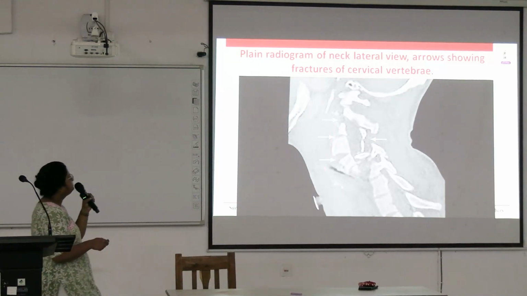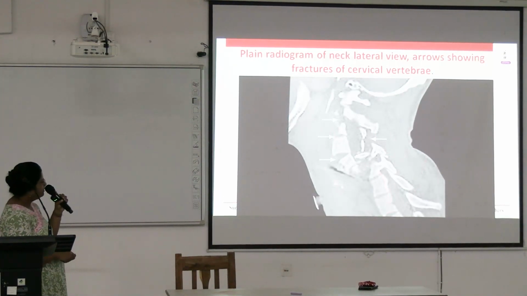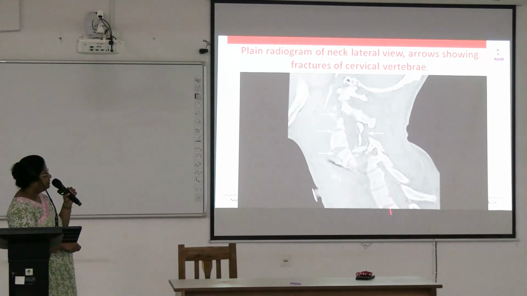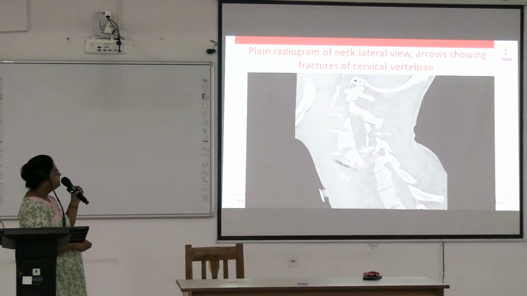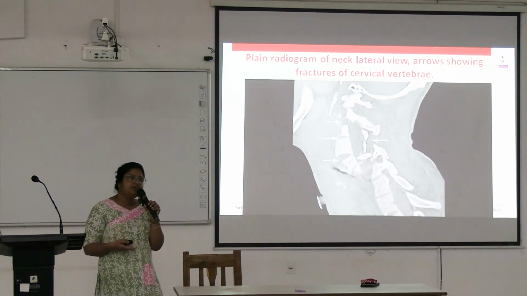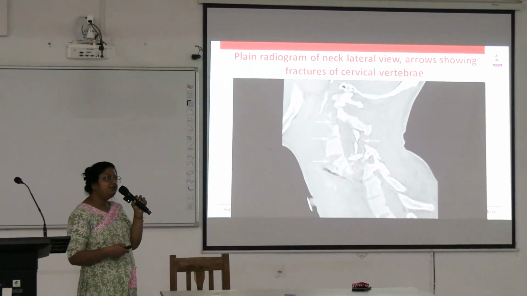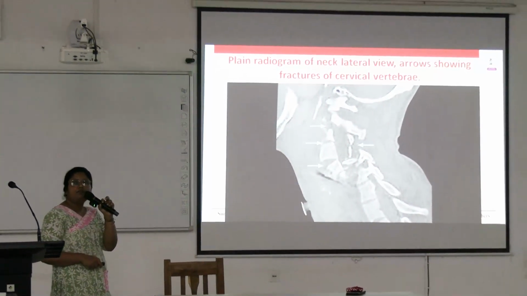Next, here is showing fracture of the cervical vertebra. See the bodies of the cervical vertebra, all the bodies are not in the same line. This generally occurs during hanging, judicial hanging or suicidal hanging. It occurs like this. There is breaking of the cervical vertebra and injury of the spinal cord occurs.